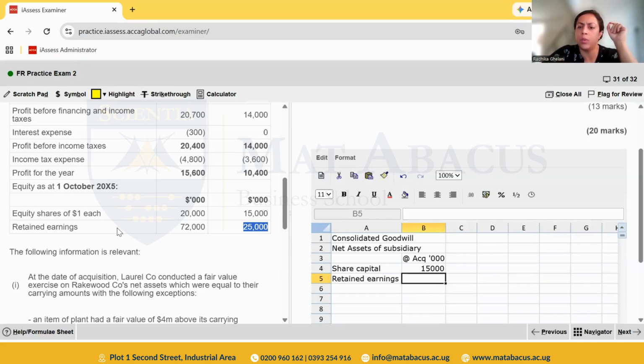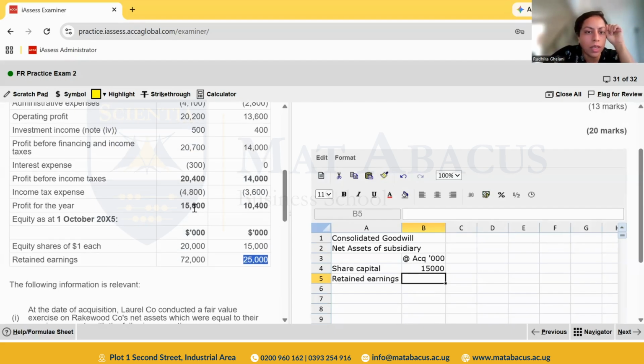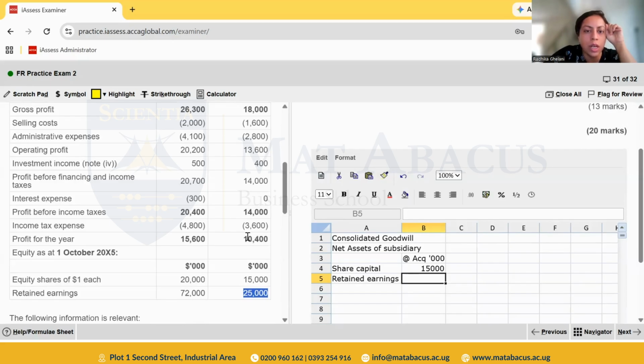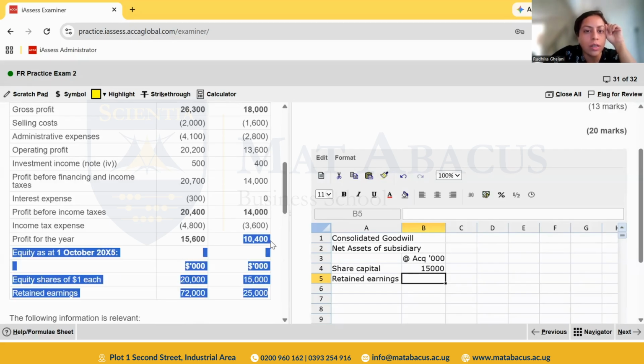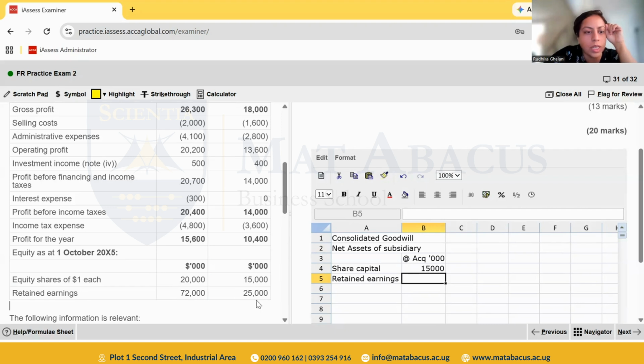So profit for the year, we know that profit for the year is added to retained earnings, right? And they've told us the profit for the year for this particular subsidiary was 10,400. Now you want the retained earnings at 1st January and you've been given the retained earnings at 1st October. So first of all, you get the retained earnings at 1st October, which is 25,000. And to this, you're going to add the profits for October, November, and December. Okay, so that gives you the retained earnings at 1st Jan 2015, which is our date of acquisition. So how do you do that? Get the profit for the year, 10,400.